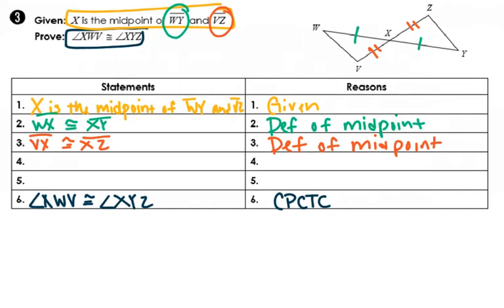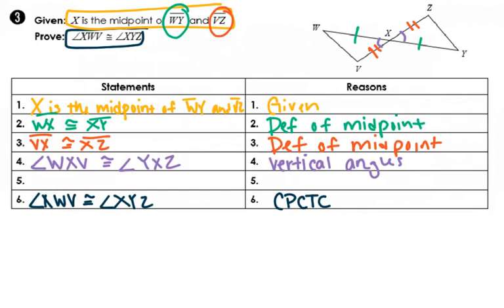Alright, so hopefully you noticed that you also have a pair of vertical angles, because they're intersecting lines and the angles are across from each other. So I'm just going to state those really quickly. Let's see, I'll call them angle WXV and angle YXZ.